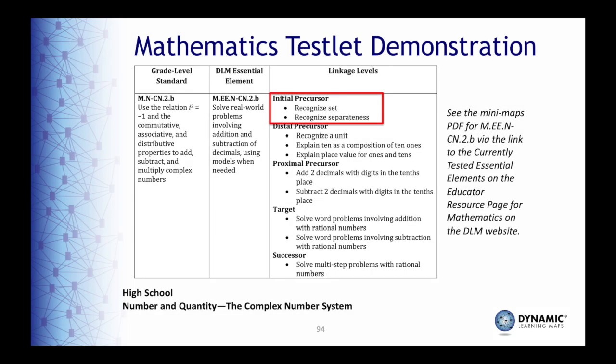The second demonstrated testlet is teacher-administered. It assesses the high school mathematics essential element M.EE.N-CN.2.B at the initial precursor linkage level. The initial precursor linkage level for this essential element includes two skills, recognize set and recognize separateness.